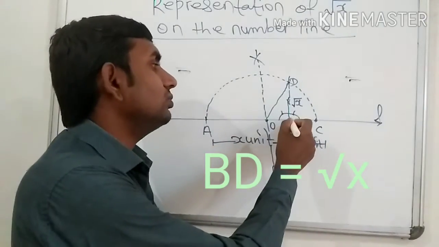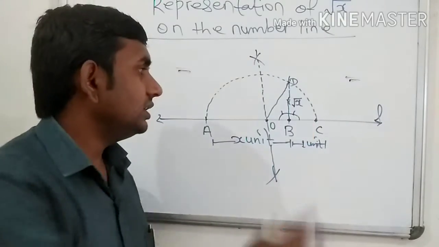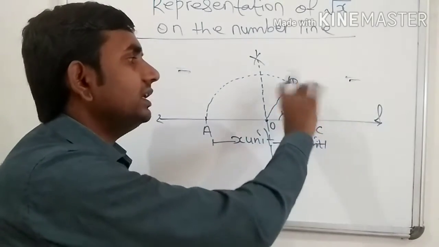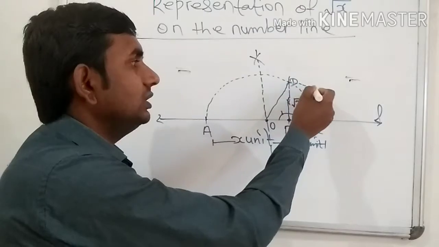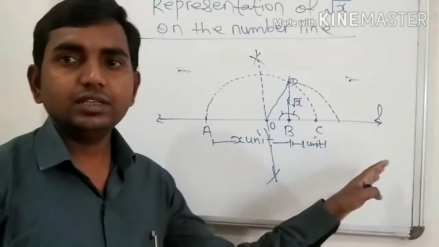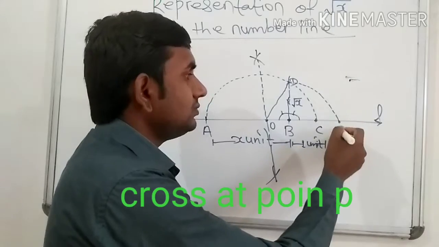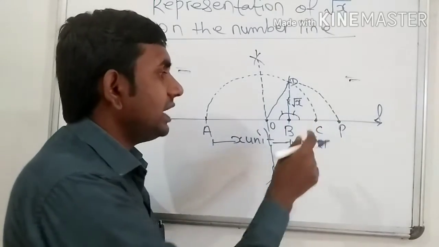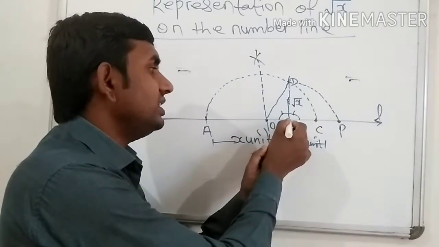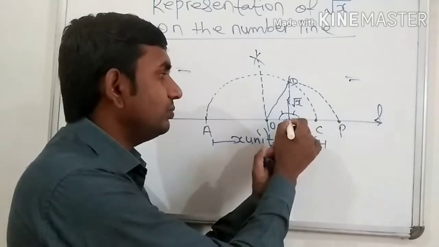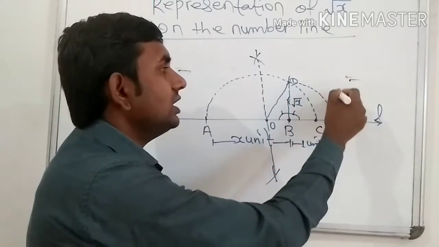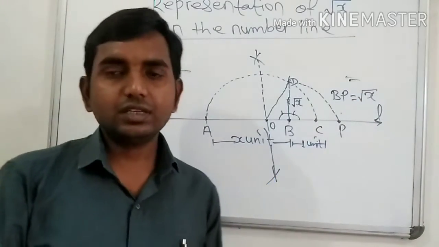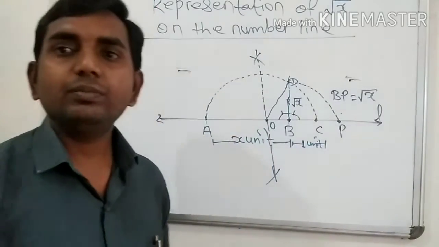Now we assume B as the center and BD as the arc, and we draw a circle. Then we find this arc bisects this line L at a point P, and this point P indicates under root x. It means B is the center, and BP indicates under root x. In this way we can construct under root x on a number line.